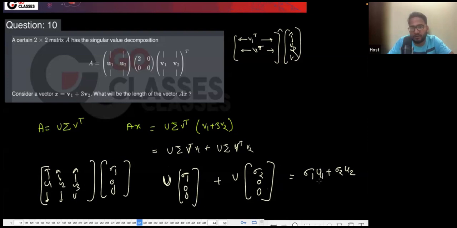Now they are asking for the length of this. So what is the length of this? How to calculate it? What is the length of this vector Ax? The rank of A is 1. Okay, so we can take the help of column space, row space, etc. They may seem to be perpendicular. Ax is in the column space.